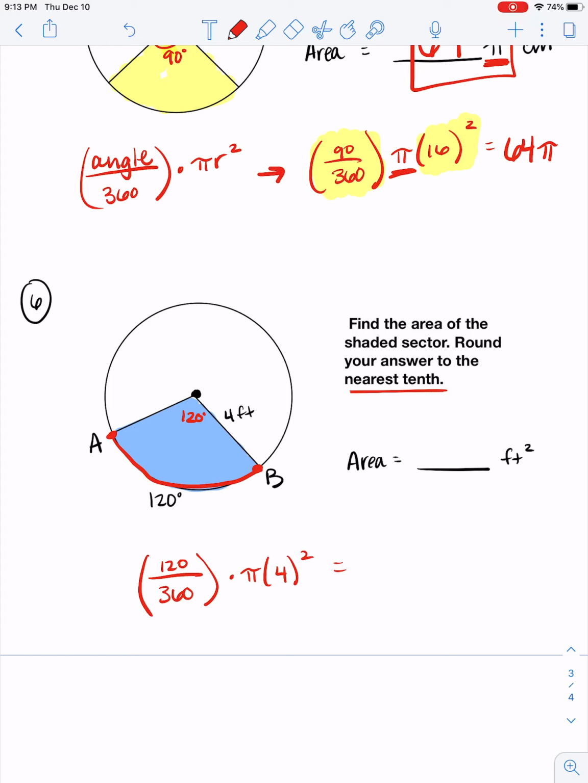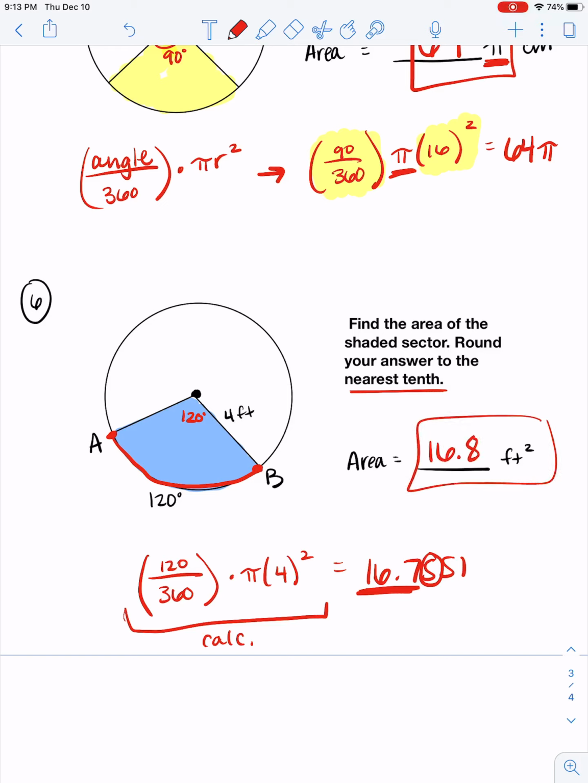If you're doing it to the nearest tenth, we enter all of that in our calculator, okay? So parentheses 120 divided by 360 times pi and then 4 squared. I get 16.7551, round it to the nearest tenth. So 16 point, since this number is 5 or bigger, I'm gonna say 16.8. And then it was feet, and it's square feet because it is area.